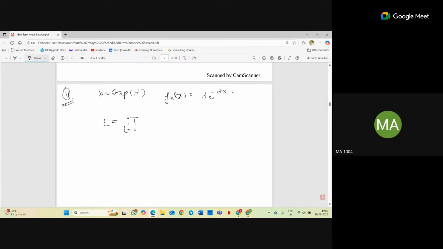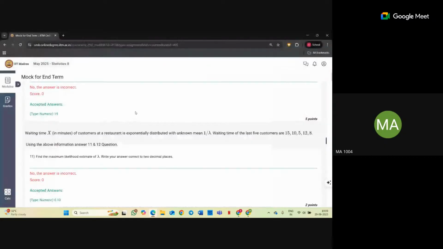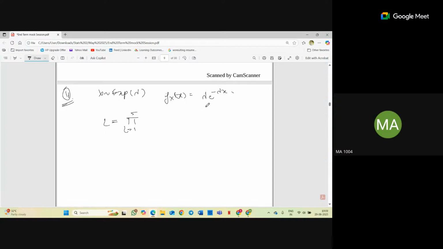I goes from 1 to 5. We have 5 samples: 15, 10, 5, 12, and 8. So this will be lambda e raised to the power minus lambda x. The product gives lambda raised to the power 5, e raised to the power minus lambda times the summation of xi, that is 15 plus 10 plus 5 plus 12 plus 8, correct? Yes. And this comes out to be 50.